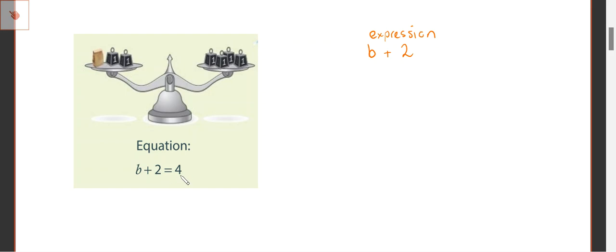Because it now has a value. So an equation is an expression with a value. Should we write this in our textbook? You can write it on the paper, you can write it on your notebook, whatever you think. As long as you've written it, that's what it means. So an equation is an expression with a value.